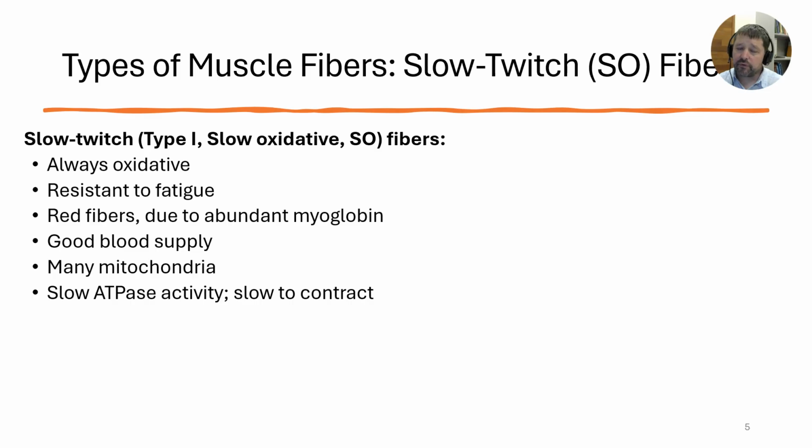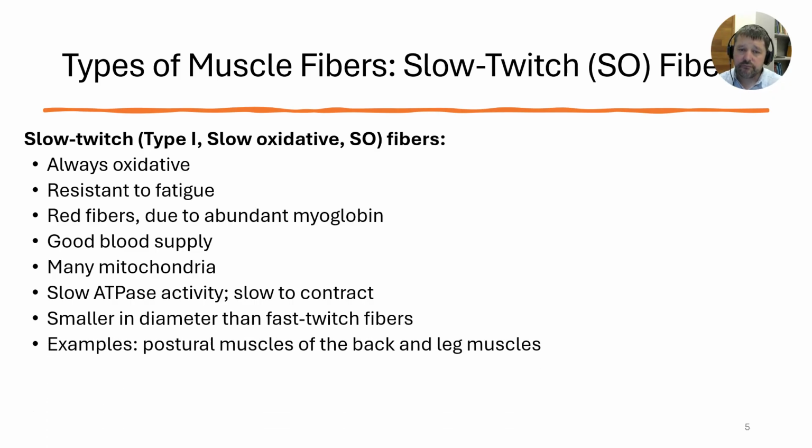Okay, they don't burn through ATP very fast. Okay, so it takes a while for these to contract. So their contraction is slow. It's a slow muscle. Okay, but once it contracts and starts that contraction process, it doesn't fatigue very often. Okay, or not as often as maybe a fast twitch muscle. They tend to be smaller in diameter than the fast twitch fibers. Okay? And for the most part, it depends obviously on the organism.